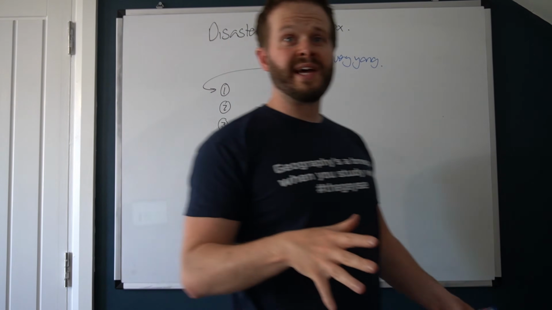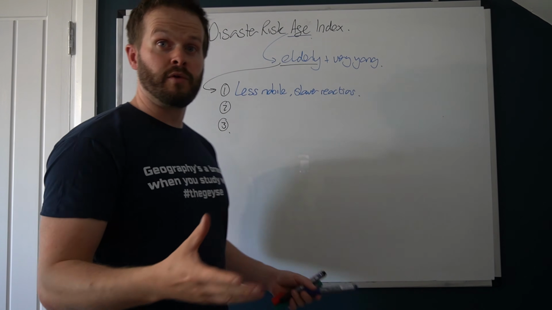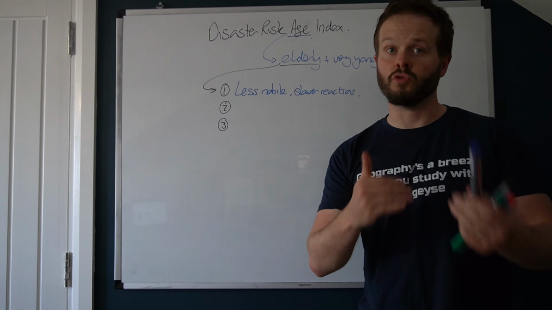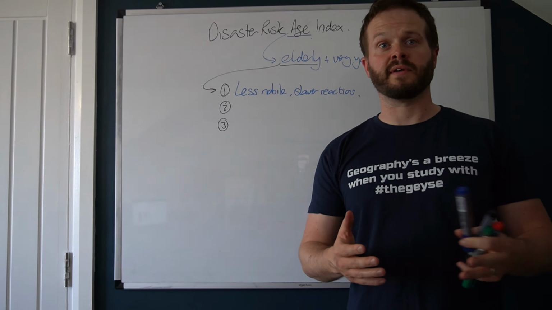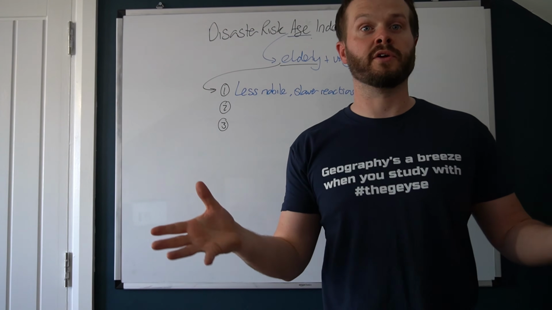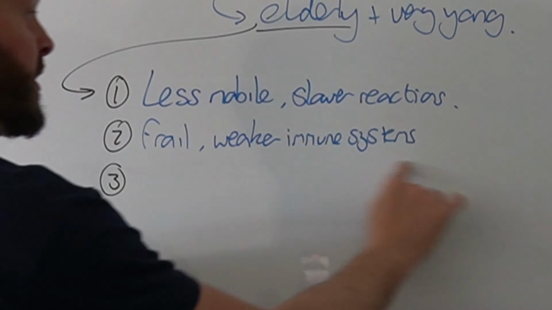So if we just take the elderly, we have this factor here. They're less mobile and they have lower reactions. So that process of evacuation is probably going to be less effective. They can't move as quickly, maybe they don't get out of the building in time, because the maximum that anyone's ever managed to achieve in terms of a warning from something like an earthquake is 60 seconds, and that's in Japan. The other thing to consider as well is that they are frail and they have weaker immune systems.